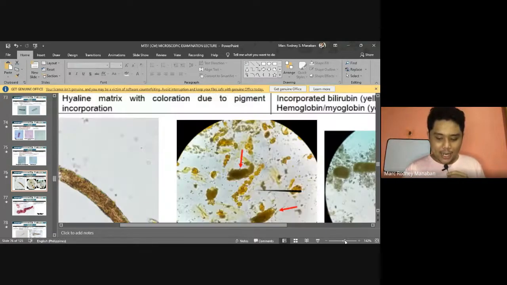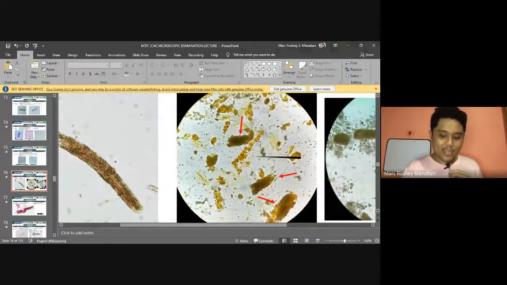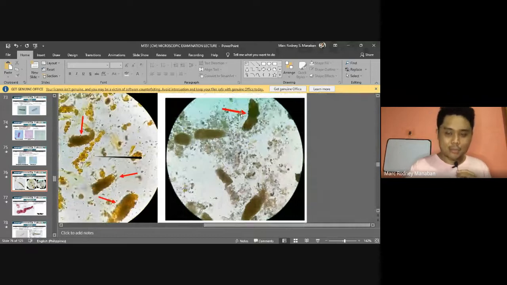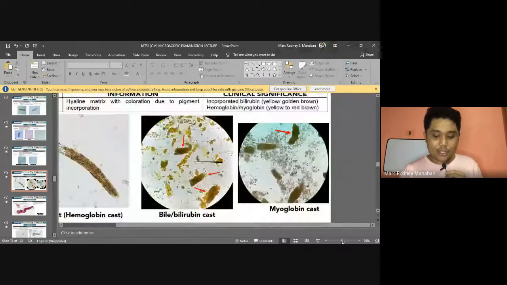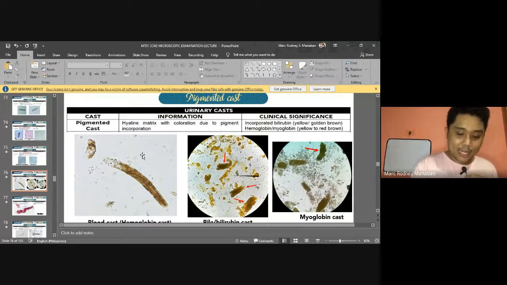It could also be bile, if bilirubin is elevated, as you can see, dark brown, golden brown, and RTE cells stained by bilirubin. It can also be myoglobin in cases of rhabdomyolysis. So again, homogeneous matrix, dirty in appearance, granular brown casts. When these casts are seen, it can be attributed to acute tubular necrosis because of the toxic effects of hemoglobin and myoglobin on your tubules. Okay? That's for pigmented cast.